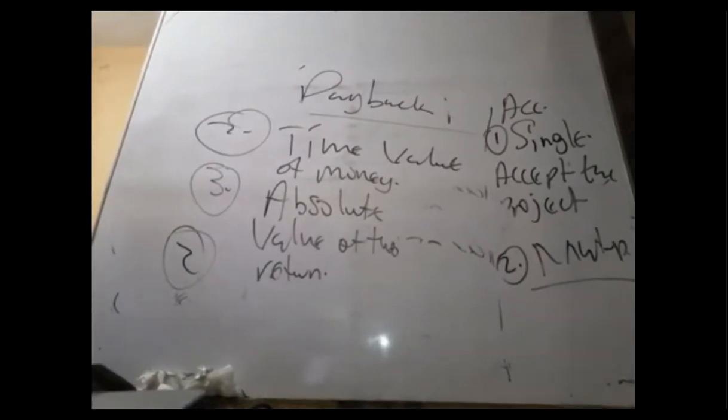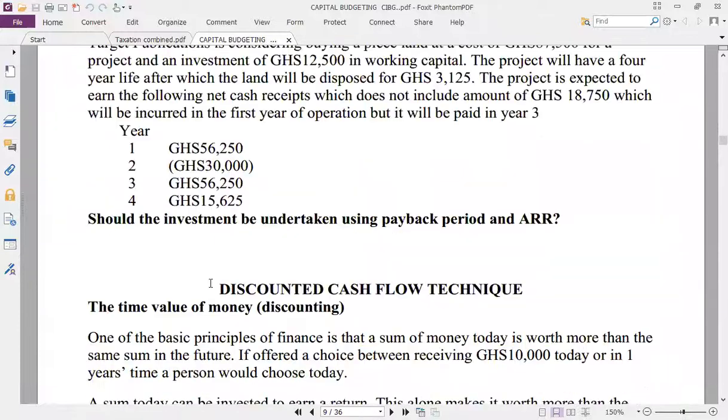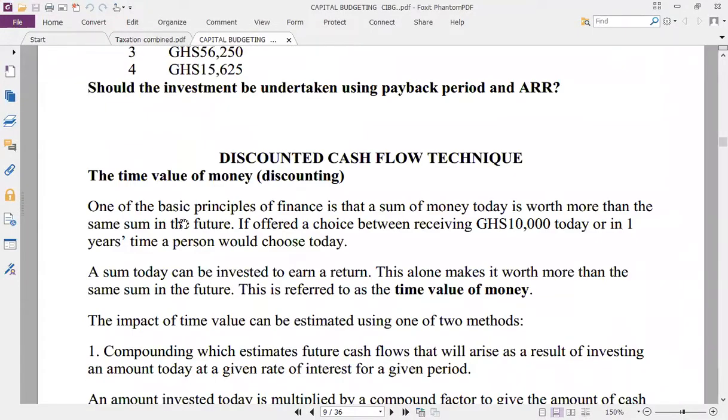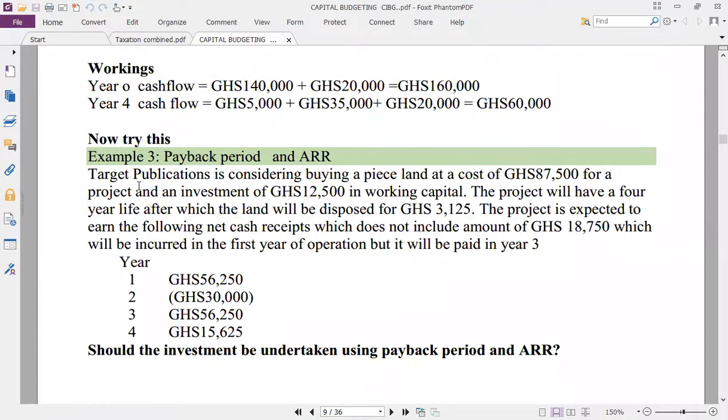Before I forget, let me give a task. Example 3 is your own. Example 3 from the material, it's payback and accounting rate of return. So you're solving this example. Example 3 in the material is your own.